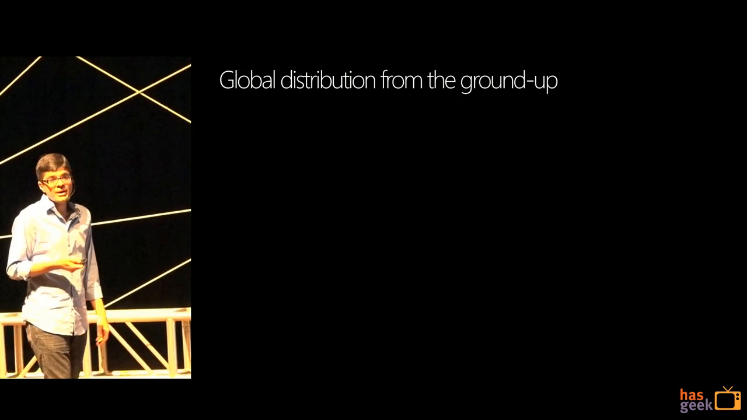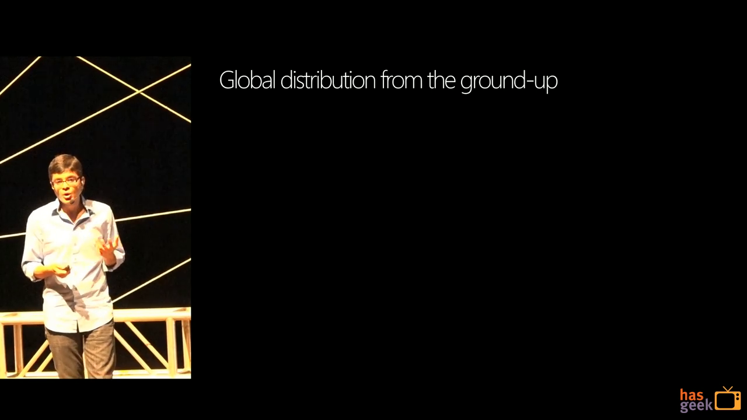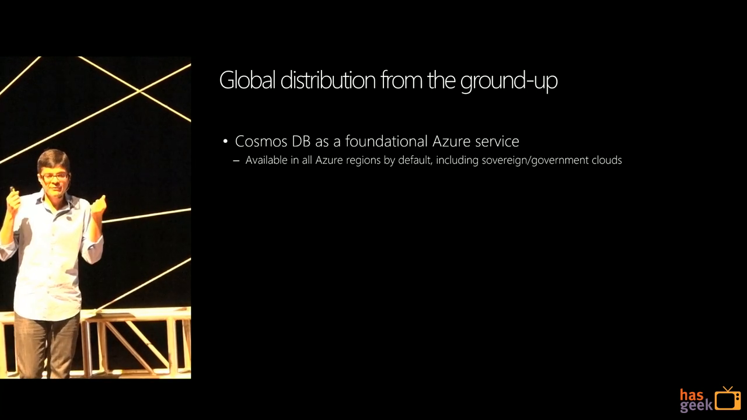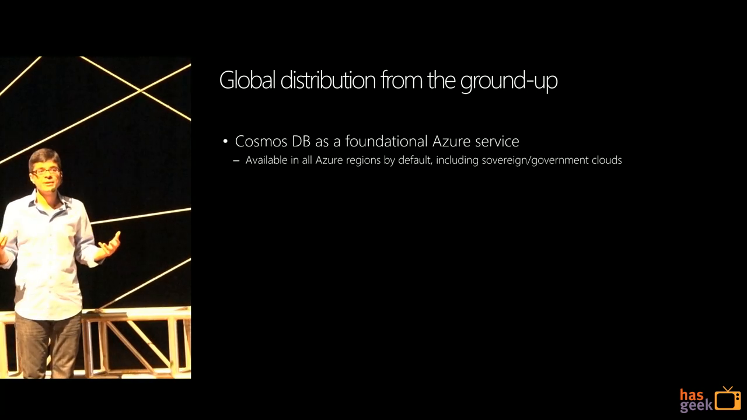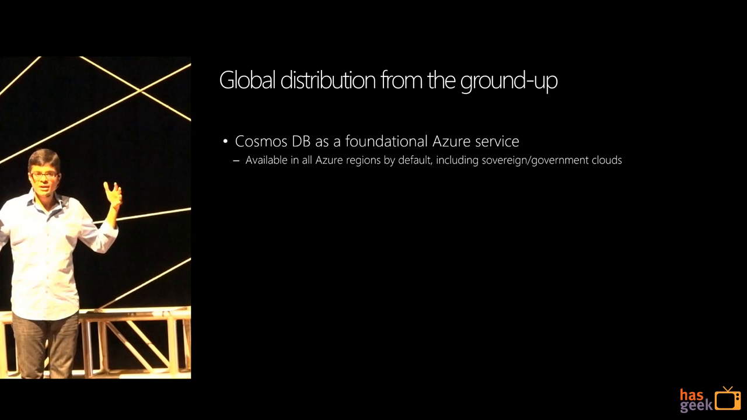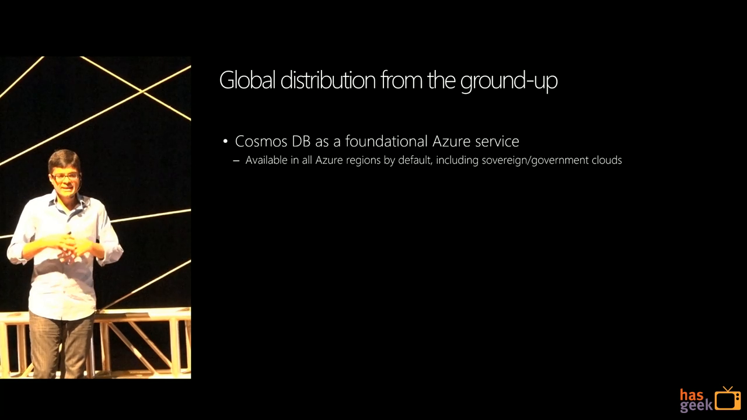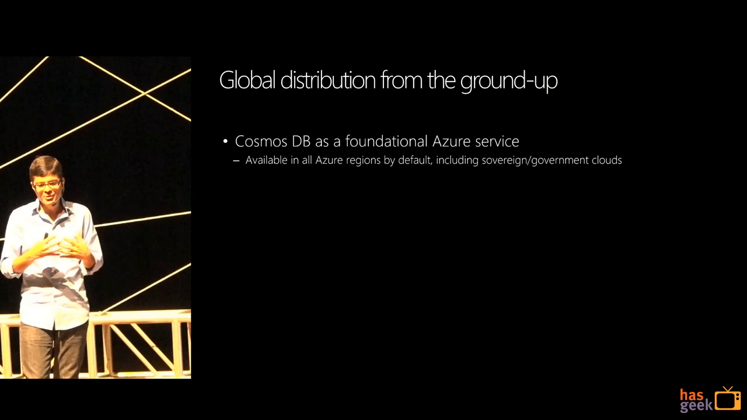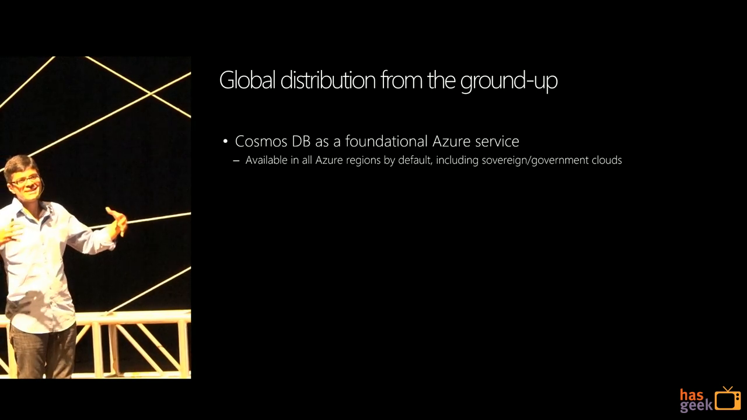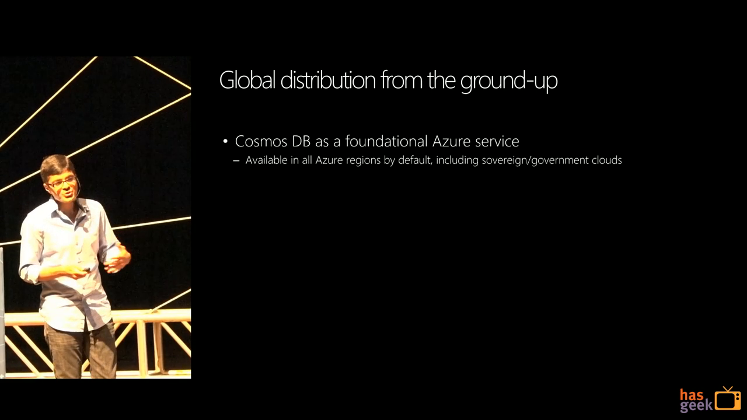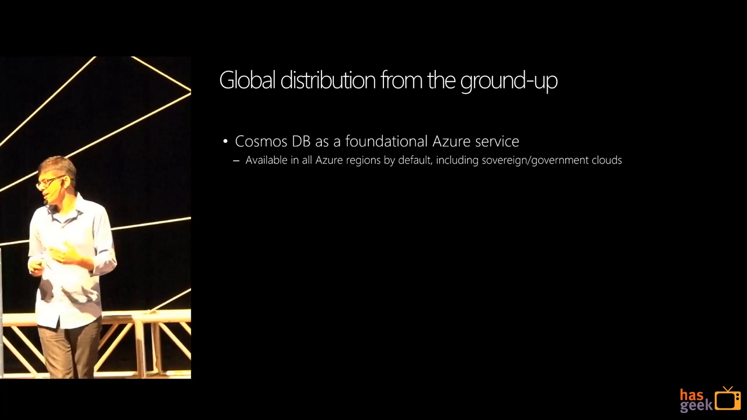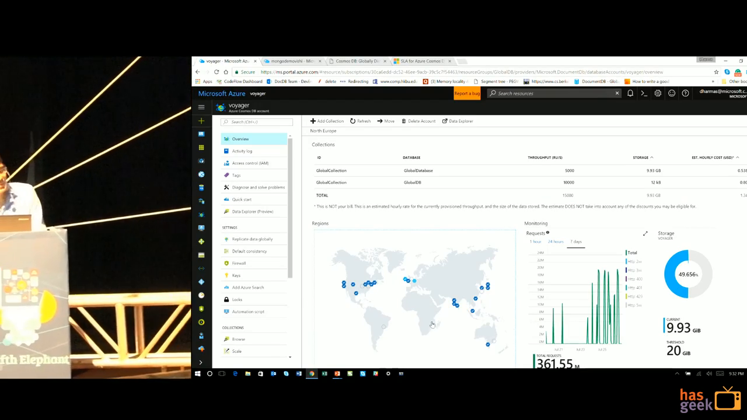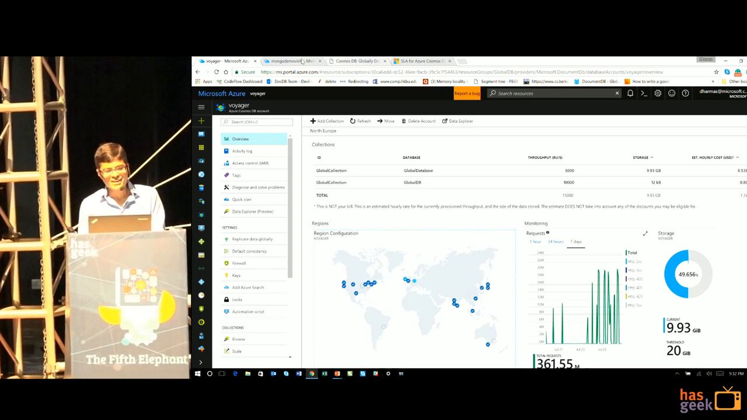So what does it mean to build a globally distributed database? What does it mean to have global distribution from the ground up? The first thing we've done is that whenever Azure opens a new data center or a new region, Cosmos DB is installed by default. Its presence doesn't mean that you have replication enabled, but it's present. It's available across the world. So that allows you to just go to the map of the world and simply select different regions.